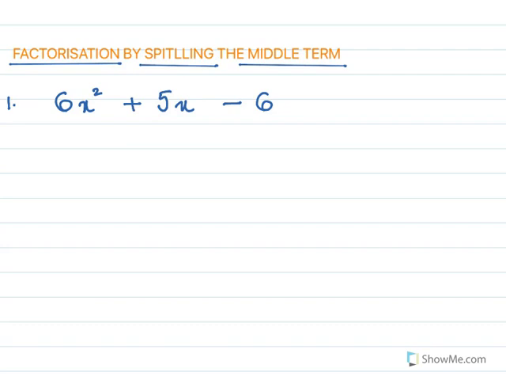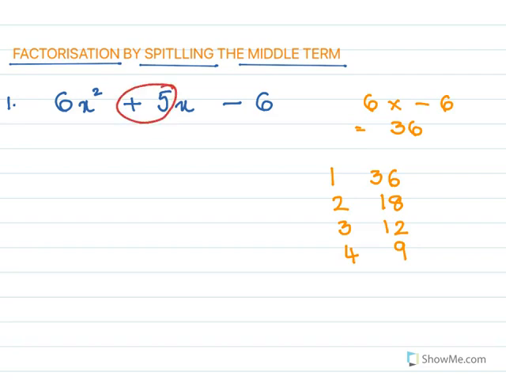For that, we will take the first term, that is 6, and minus 6, and we will multiply them. So we have 6 into minus 6, which is equal to minus 36. Now we find the factors of 36, like 1 and 36, 2 into 18 give us 36, 3 into 12 give us 36, 4 into 9 give us 36. Now by adding or subtracting these factors, we need to get minus 5.